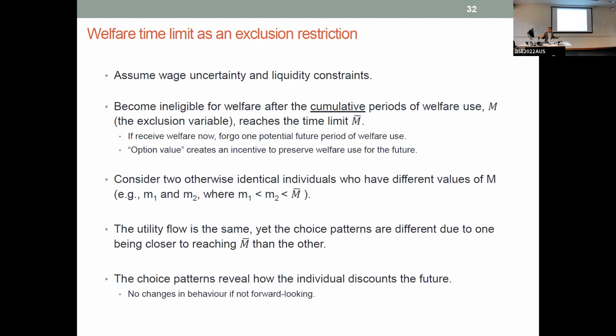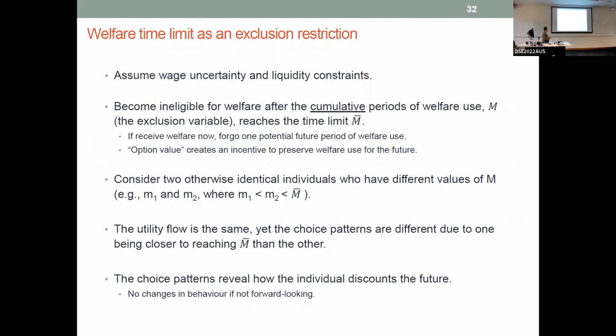That 24 months of cumulative welfare participation can occur over a longer horizon, because you can choose when to participate and when not to participate in welfare. The key intertemporal trade-off is that if you receive welfare now, you forgo one potential future period of welfare use. And there's this option value or continuation value that creates an incentive to preserve welfare use for the future.